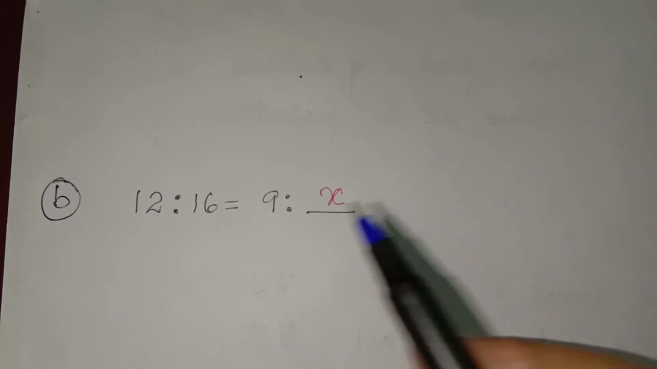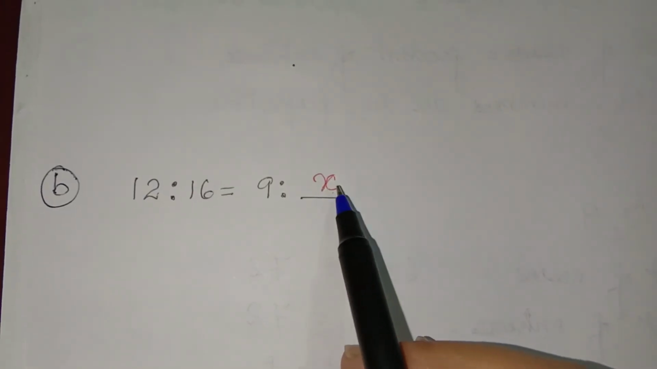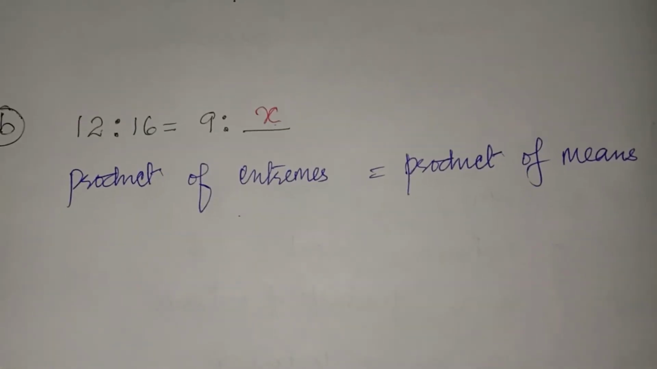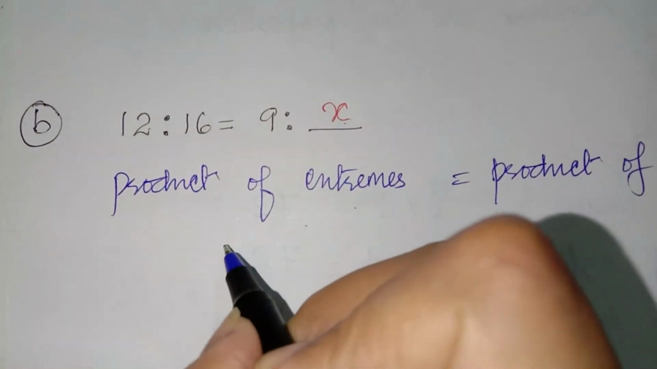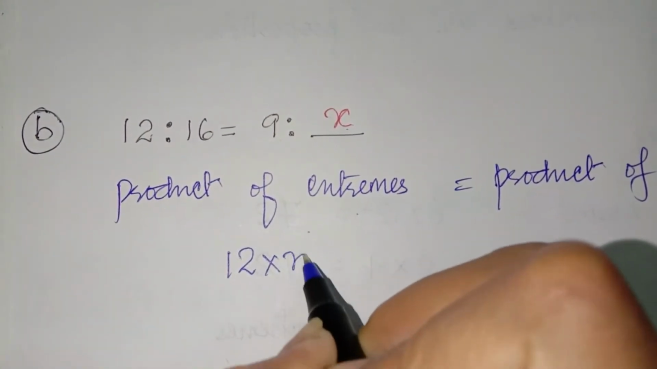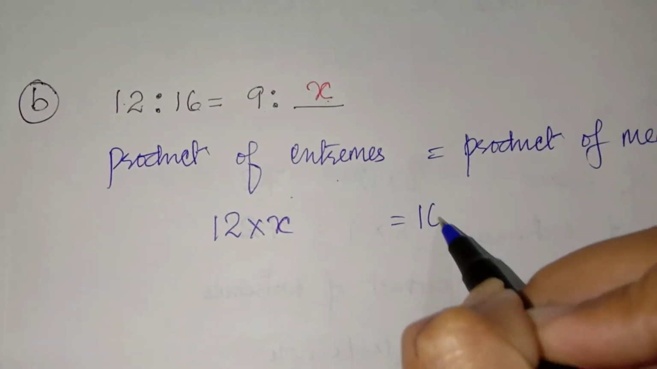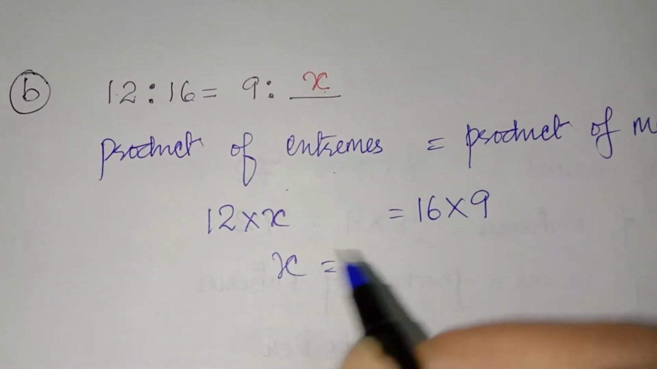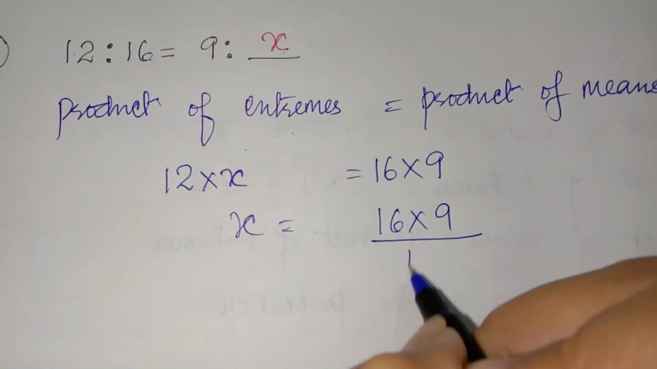Here again we will write missing term x. Now we know the product of means is equal to product of extremes. So x is in extreme. So let's write product of extremes first, because x is in extreme. It will be easy. So 12 into x, extremes are 12 and x, and means are 16 and 9, 16 into 9. Now we need the value of x, and here 12 is in multiplication, so this 12 will divide the right hand side.